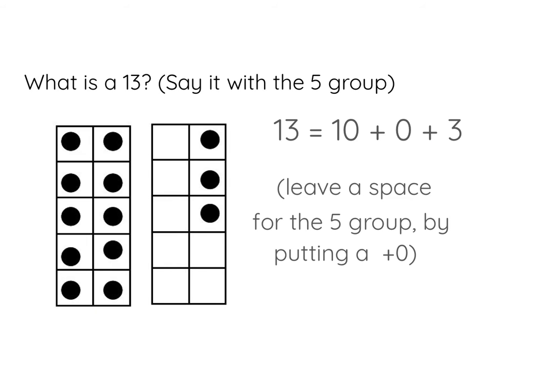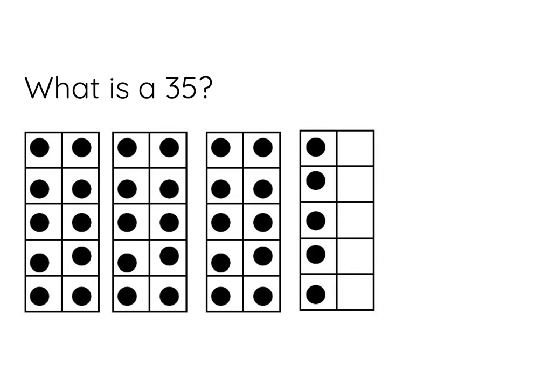All right, what is a 13? Again, say it with the 5 group. Notice we have a 10, and in a 13, there is not a 5, so we put a 0 and a 3. So when we say it, we say 13 equals 10 plus a 0 plus a 3. We're going to leave a group or a space for that 5 group by putting a plus 0 there, just to help us out.